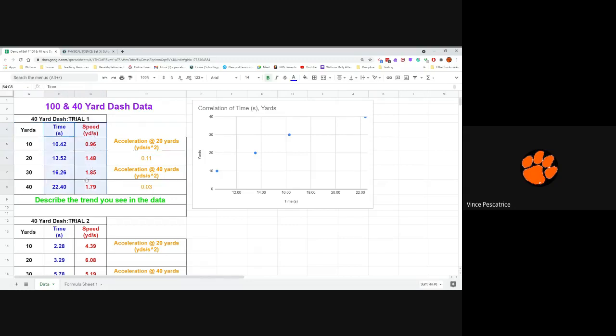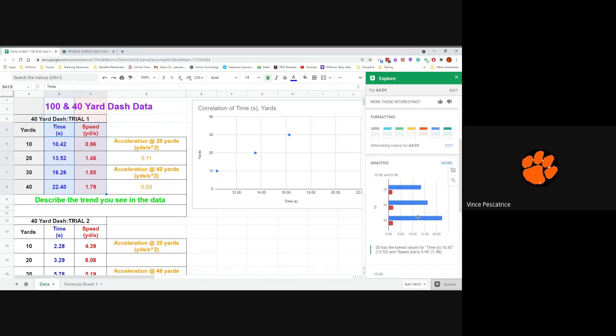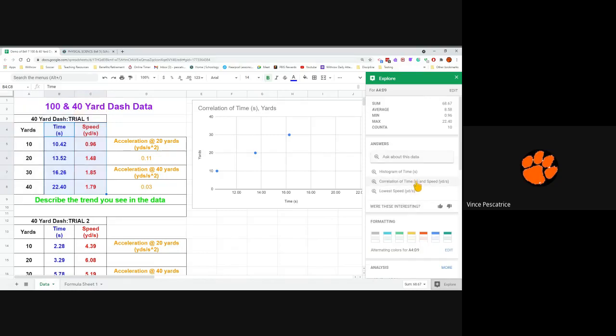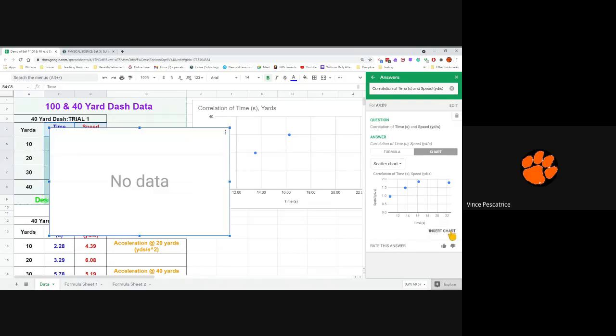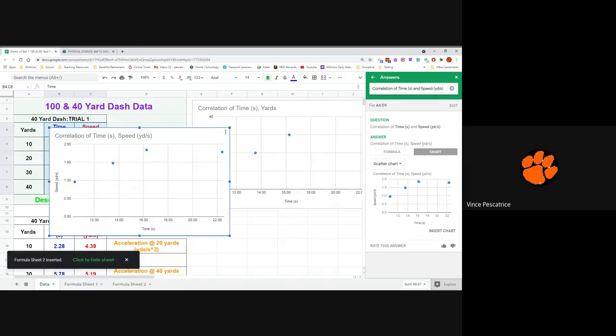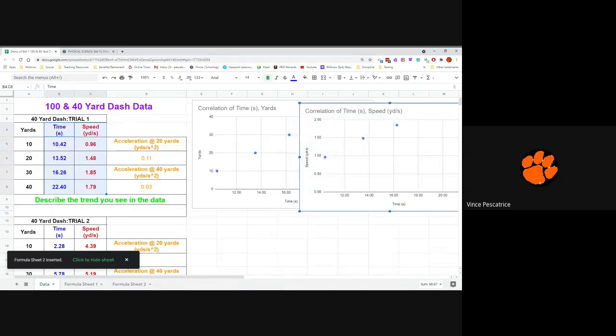So we do the speed and time. The change in speed and the change in time represents the acceleration, because remember, change in speed over change in time. So again, see that there? Correlation of time and speed. We'll insert this one as well. All right, there we go.